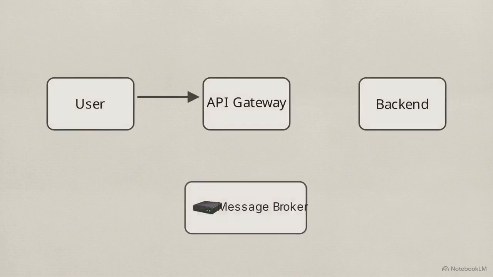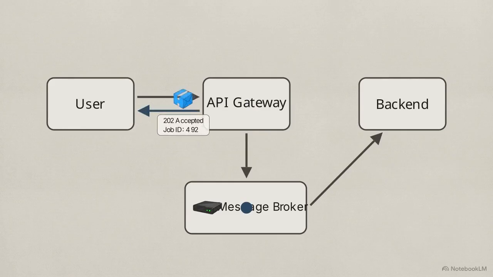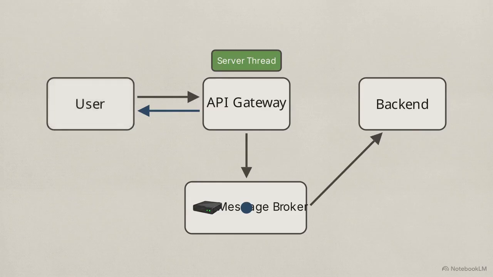To fix this, we strip out synchronous processing entirely. We route all agent tasks through an asynchronous message broker, utilizing a task queue like Redis or Celery. Instead of waiting for the task to finish, the API immediately fires back a 202 Accepted status to the front end, along with a unique job ID. The server thread is instantly freed up, but the front end still needs a mechanism to receive the completed output once the agent actually finishes.